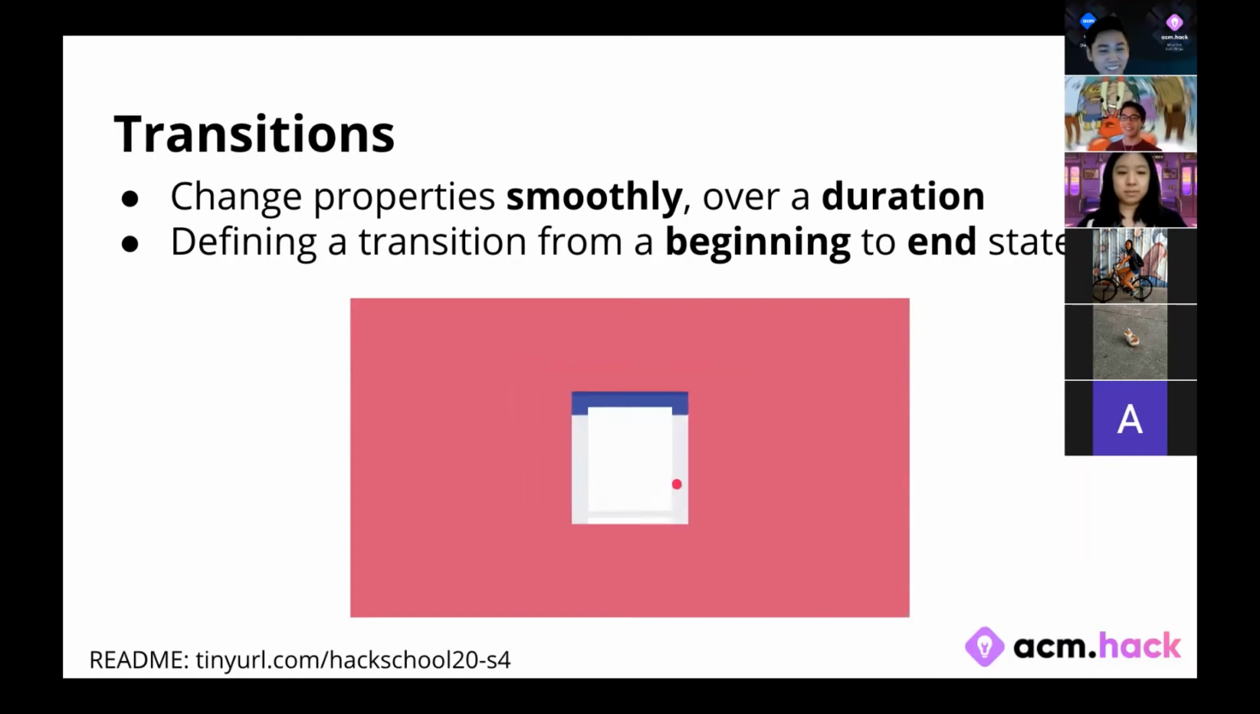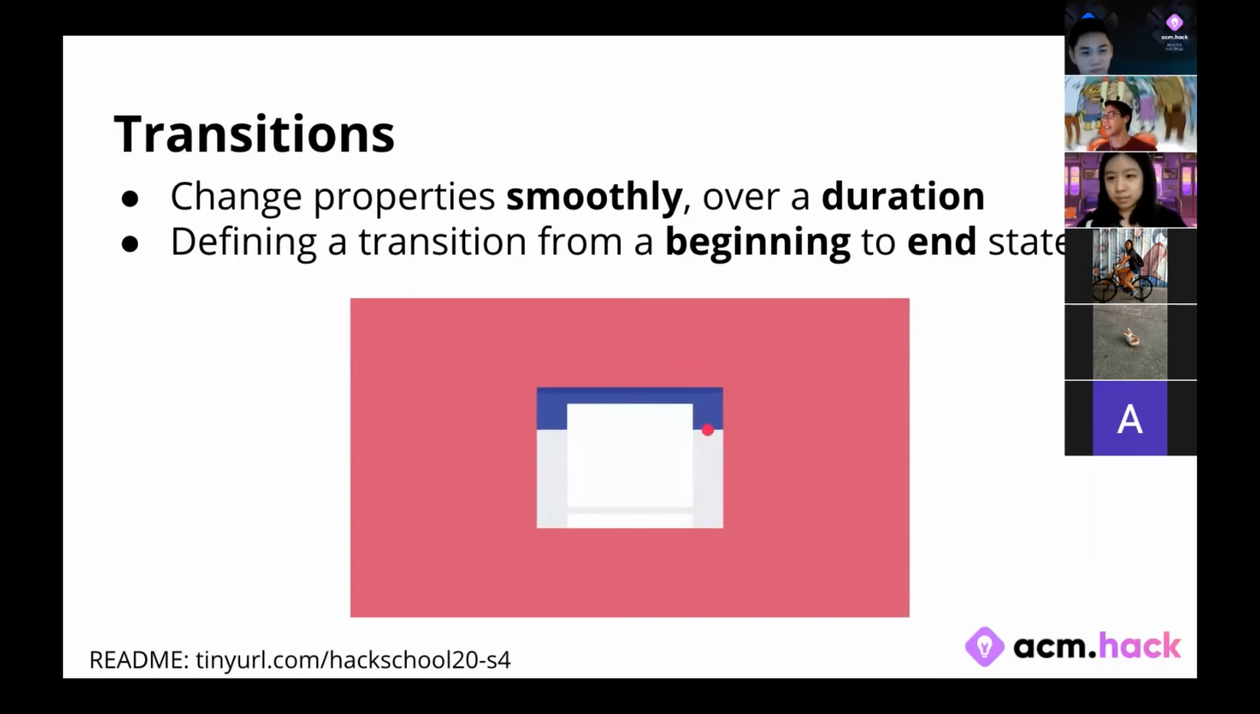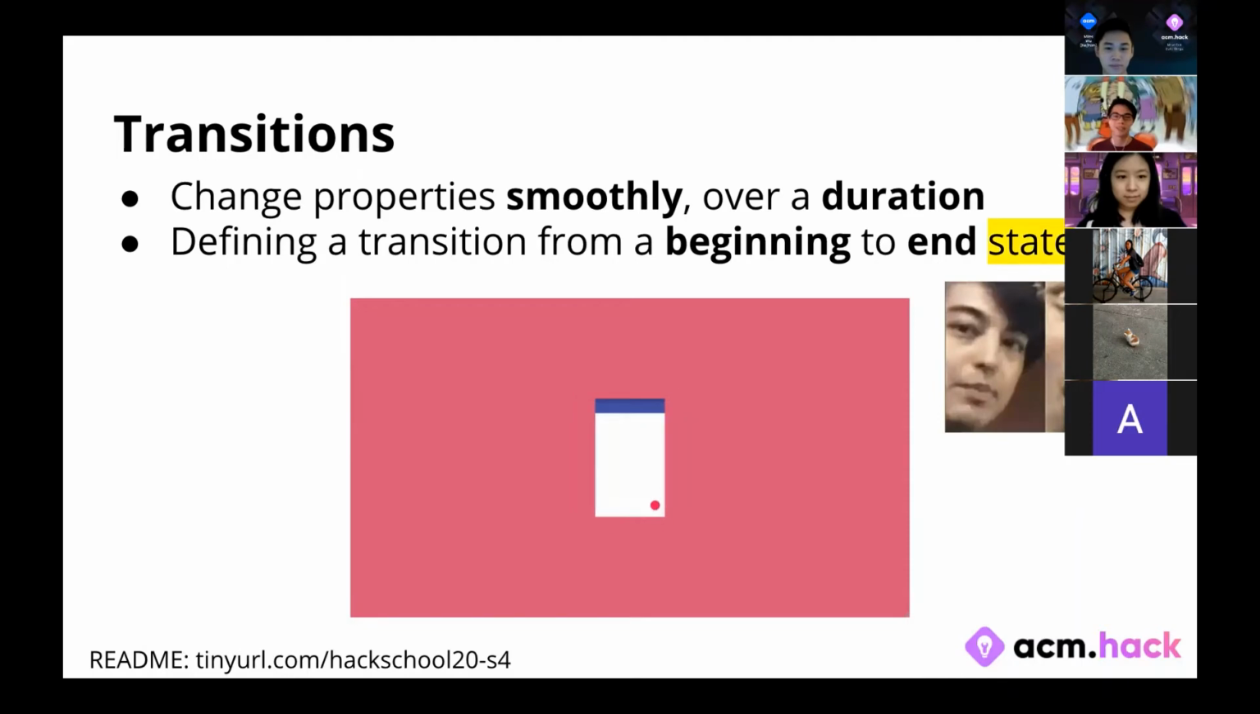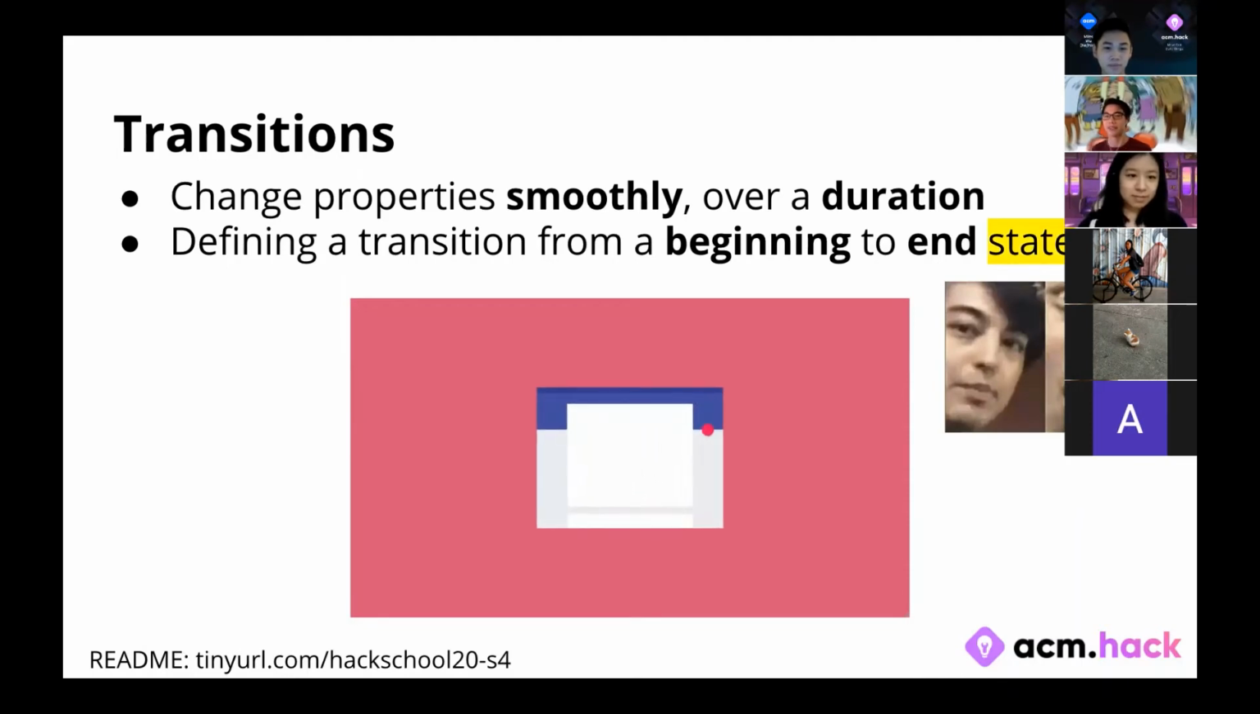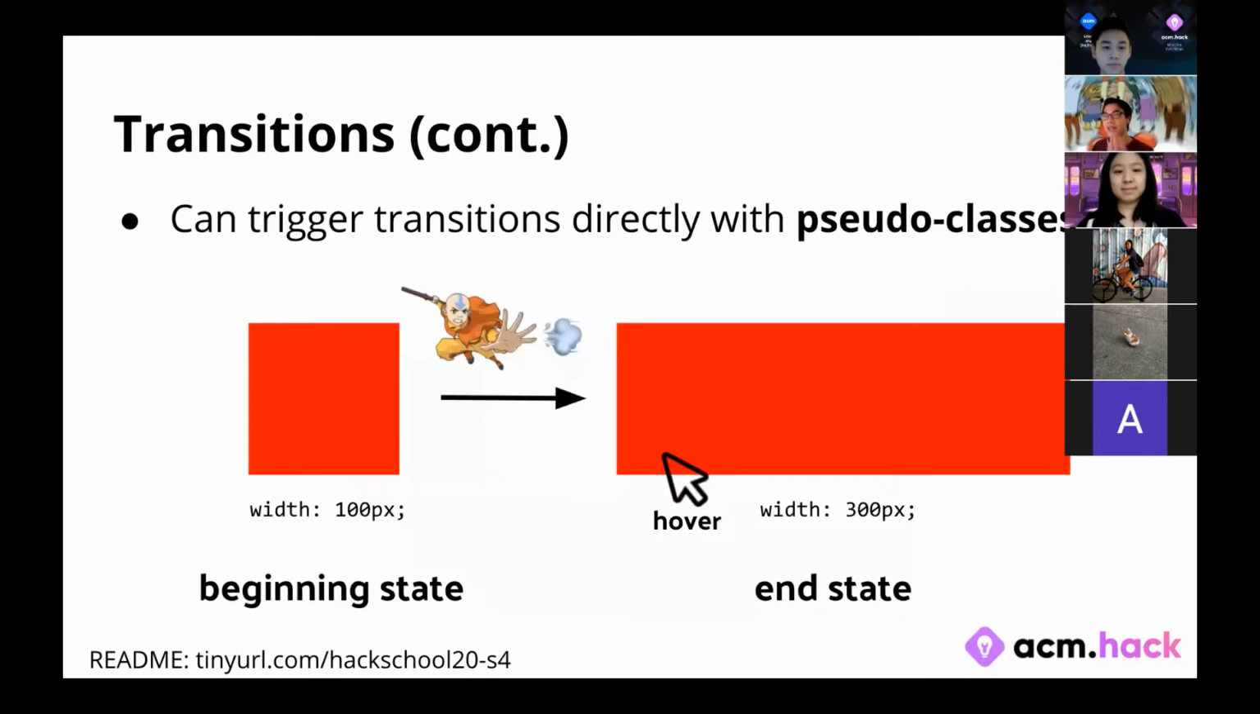So, I'm hoping some neurons are also firing in your head right now when I mentioned state, because we just looked at how we can work with state, right? With pseudo-classes. So transitions can actually be triggered by pseudo-classes. In this case, I've used hover as my example.